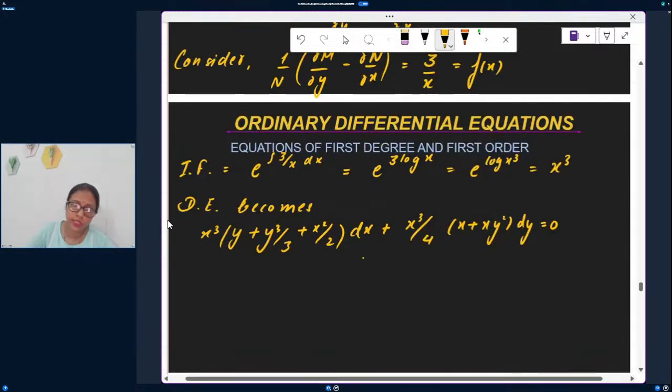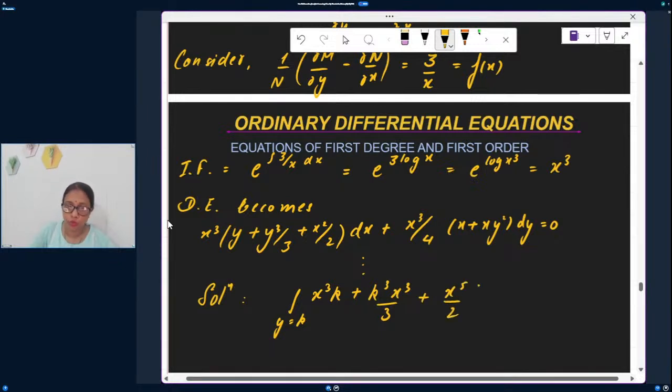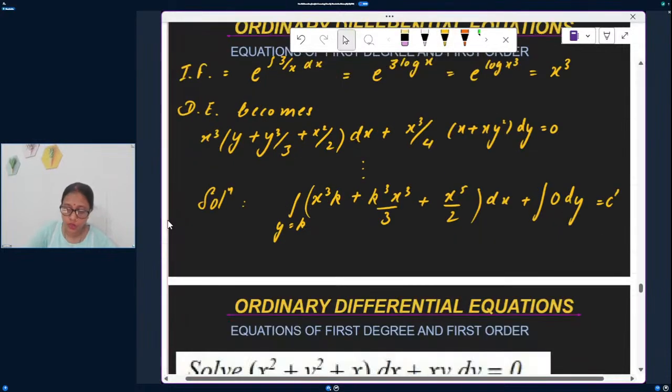Right? So check the exactness. It is exact. So the solution is going to be the integral of (x cube y plus y cube x cube by 3 plus x raised to power 5 by 2) dx, plus here there is no term except x, because x is multiplied, so every term has x, so it's 0 dy is equal to c dash. So simplify, the answer is going to be 3 x raised to power 4 y plus x raised to power 4 y cube plus x raised to power 6 is equal to constant.